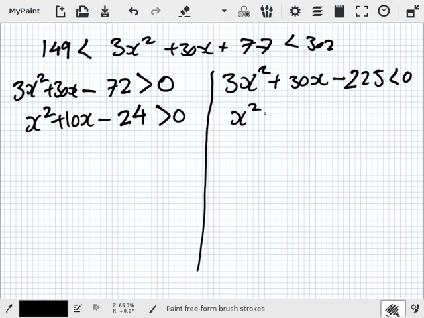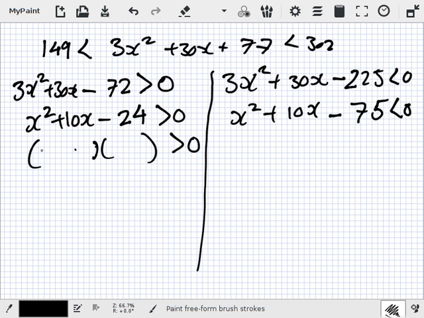x squared plus 10x minus 75, less than 0. Right, 12 and 2. x plus 12, x minus 2. Not 25 and 3. 15 and 5. Yeah, x minus 5. x plus 15 and x minus 5.